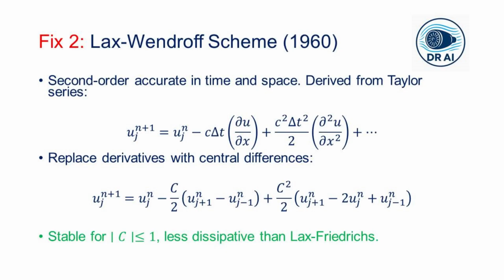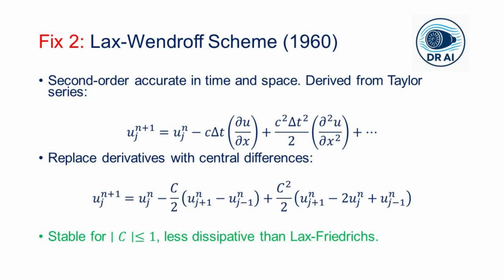Now a more accurate fix is the Lax-Wendroff scheme, which was developed in 1960. It achieves second order accuracy in both space and time by using a Taylor expansion. Moving on to its derivation, we start with the Taylor series in time, which we can see from these equations. From the advection equation, we can substitute partial u over partial t equals minus c partial u over partial x.